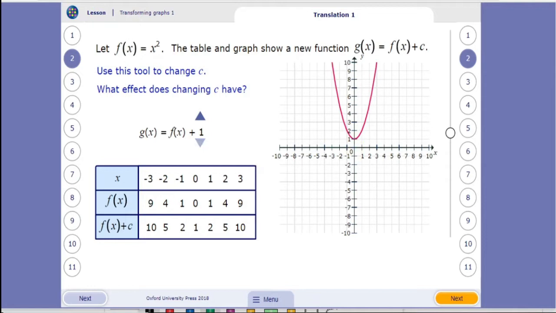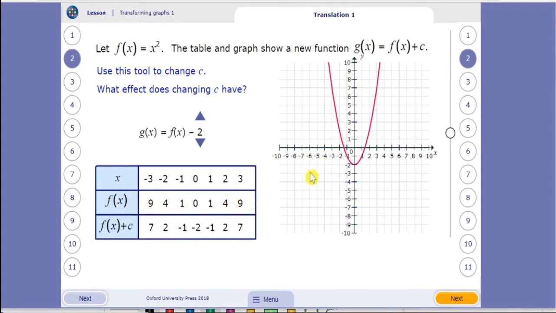Similarly, if we go in the other direction, if we subtract from the output, what happens? The same graph is now translated that many units down. So if it is -1, the original graph is translated 1 unit down, and if it is -2 from the output, the original graph is translated 2 units down. You can see from the values as well: originally it was 9 when x is -3, and now it is 2 less than that. The outputs are all reduced by 2.